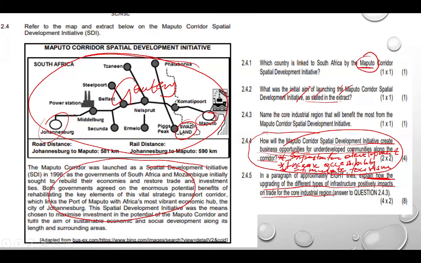So now, what are we looking at here? We're looking at the upgrading of the different types of infrastructure. So what infrastructure are you looking at? Number one, you're looking at the road infrastructure. How will road infrastructure impact on trade for the core industrial region? It's going to increase accessibility. Road infrastructure.